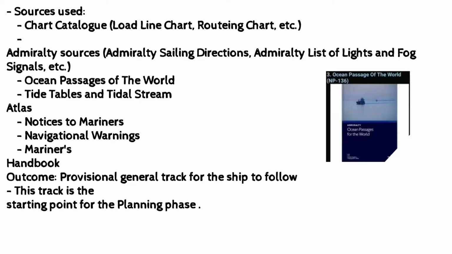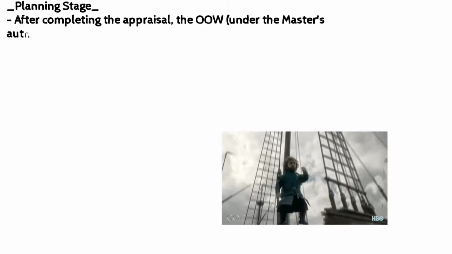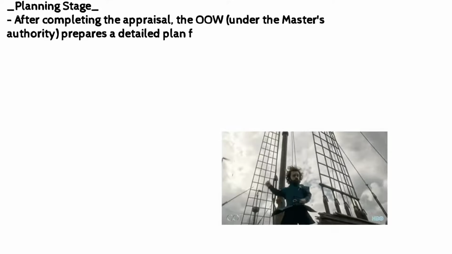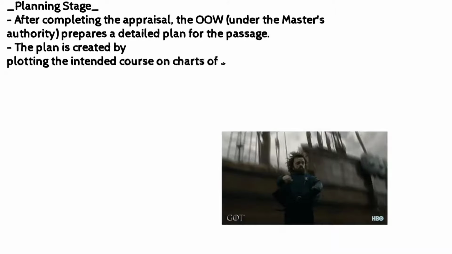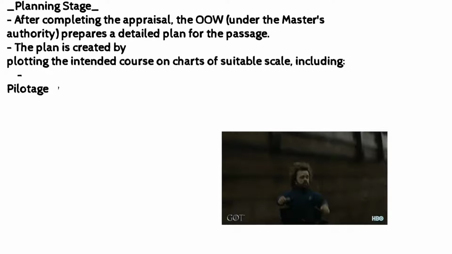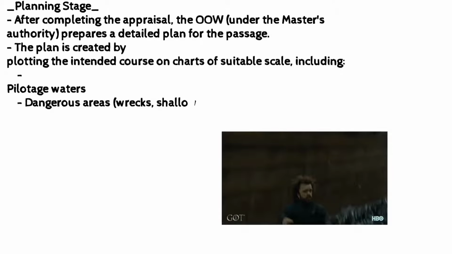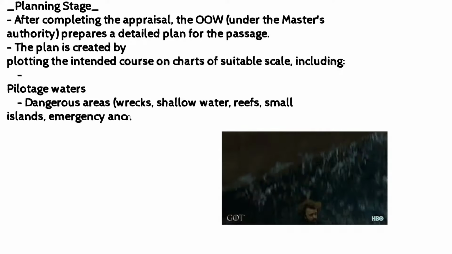The result of appraisal is that a provisional general track is obtained. Now we will discuss the planning stage. After completion of the appraisal, the OOW, under the master's authority, prepares a detailed plan for the passage. The plan is created by plotting the intended course on charts of suitable scale, including pilotage waters, dangerous areas which include wrecks, shallow waters, etc., and additional information aiding safe navigation.